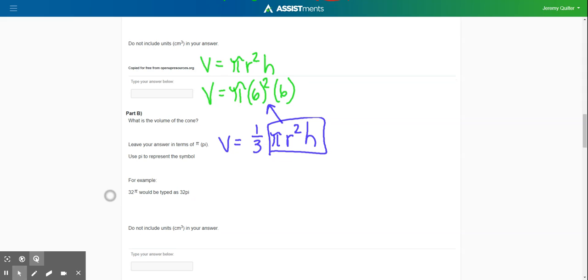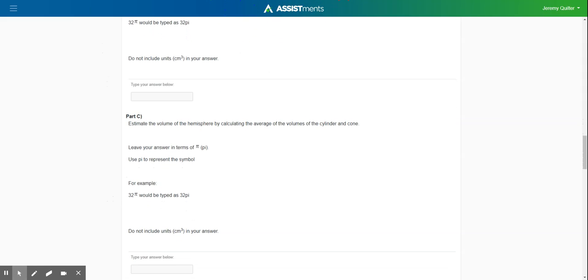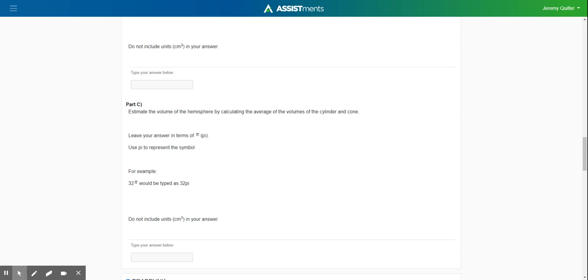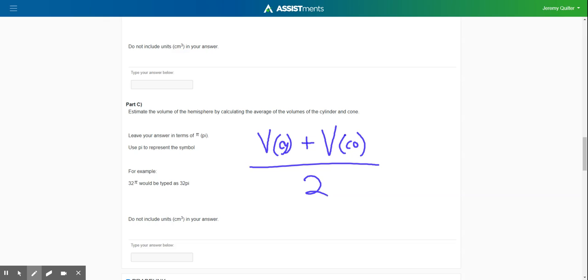The final step of this will be estimating the volume of the hemisphere by calculating the average of the volumes of the cylinder and the cone. So we're going to take the volume of the cylinder plus the volume of the cone, and then we'll have to divide that by 2. So be really careful that you add and divide by 2 carefully.